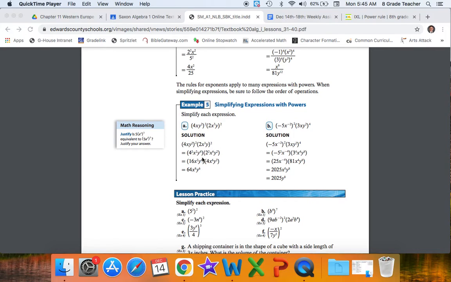So let's take a look at example 5 here. You've got (4xy squared) squared times (2x cubed y squared) squared. First thing you're going to do is use your exponent property and apply those exponent rules inside these parentheses. So this squared goes to the 4. 4 times 4 is 16. The x is squared, which will give you x squared, and the y would be 2 times 2, which is y to the fourth, so you get 16x squared y to the fourth.